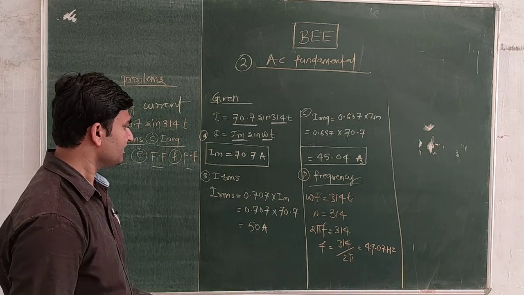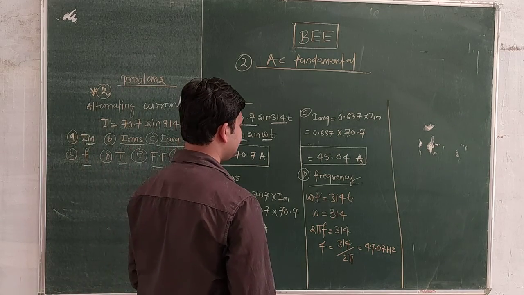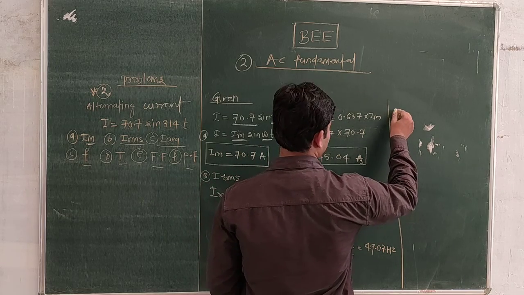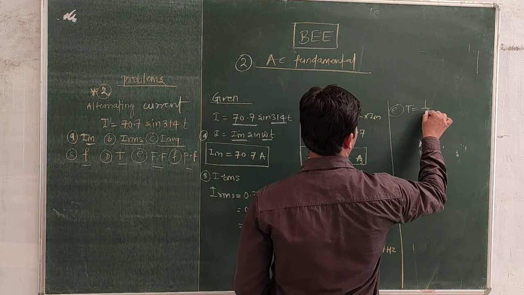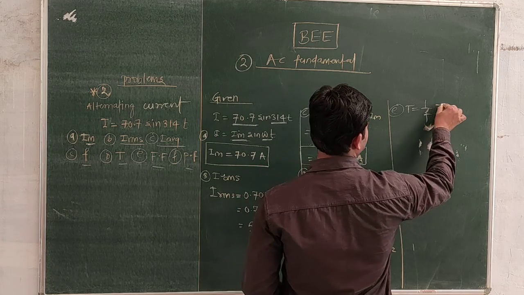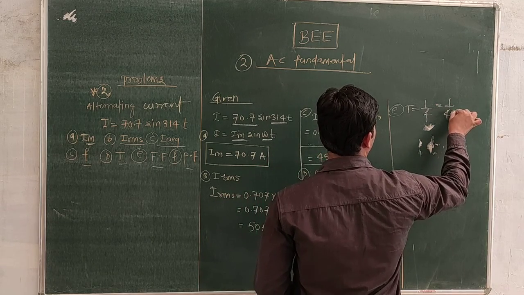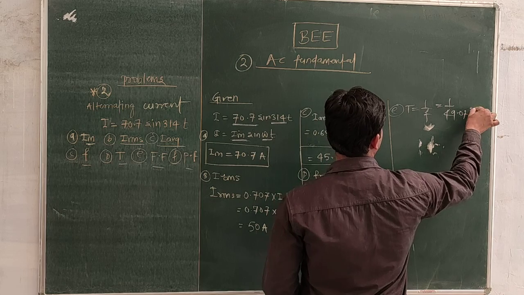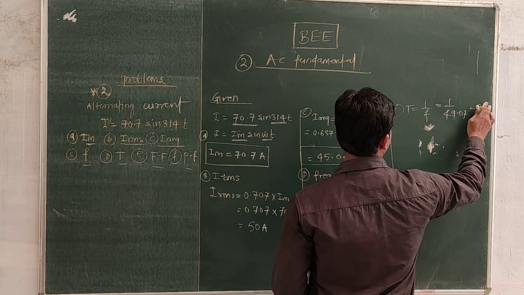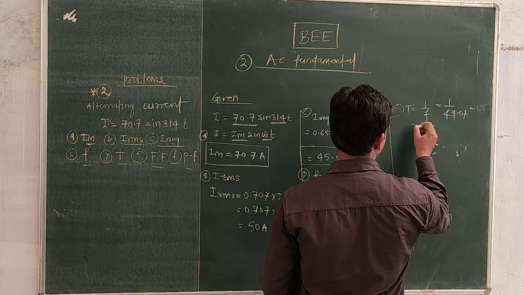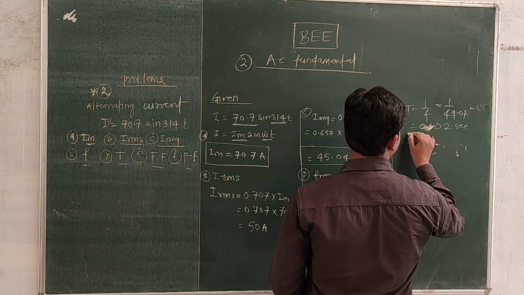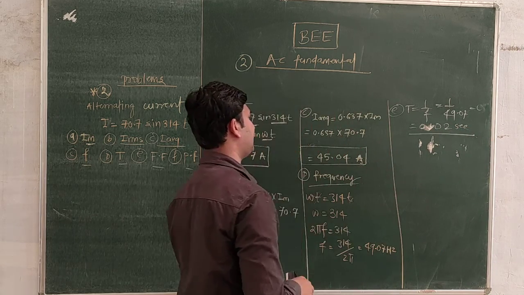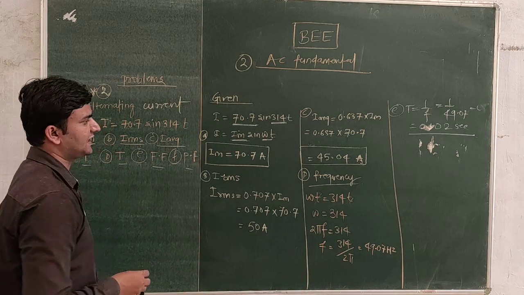Then next we determine the time period. Time period is defined as 1 upon frequency, the reciprocal of frequency. So 1 upon 49.07 is 0.02 second. This is the time period.